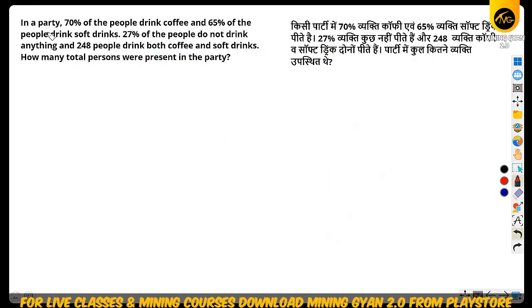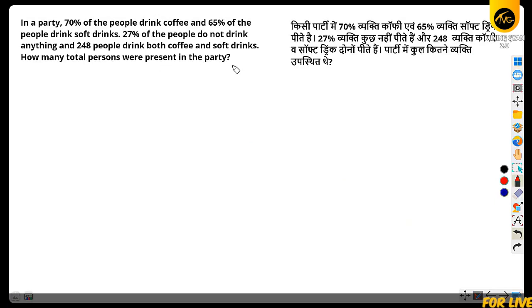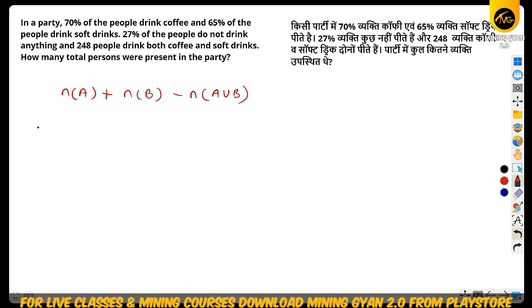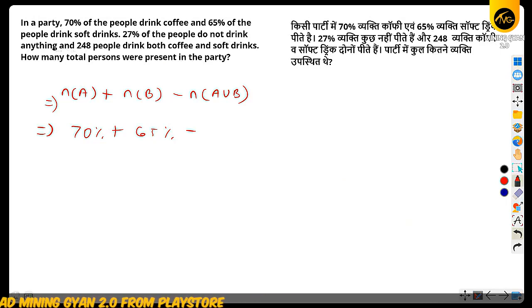Okay, last one. In a party, 70% of people drink coffee and 65% of people drink soft drink. 27% of people do not drink anything, and 248 people drink both coffee and soft drinks. How many total persons were present in the party? Okay, again you can use the union formula. Now NA plus NB minus NA union B. Now 70% of the people drink coffee, so 70% plus 65% of the people drink soft drink, so 65%. Now minus 27% of people who do not drink anything.